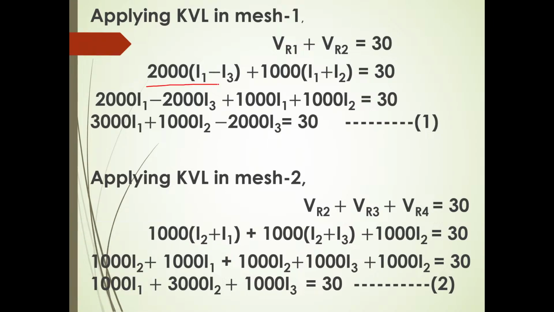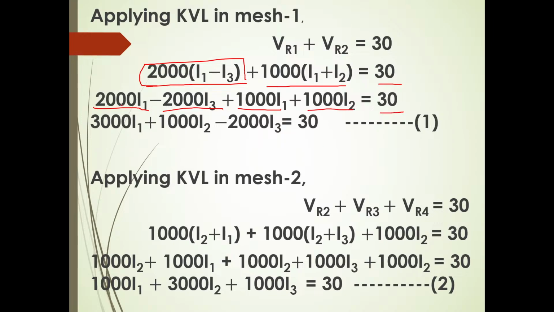So we have written 2000 into I1 minus I3 plus 1000 into I1 plus I2 is equal to 30. Now expand 2000 into I1 minus I3. What is it? 2000 into I1 minus 2000 into I3. This term has been expanded. Plus 1000 into I1 plus 1000 into I2 is equal to 30.